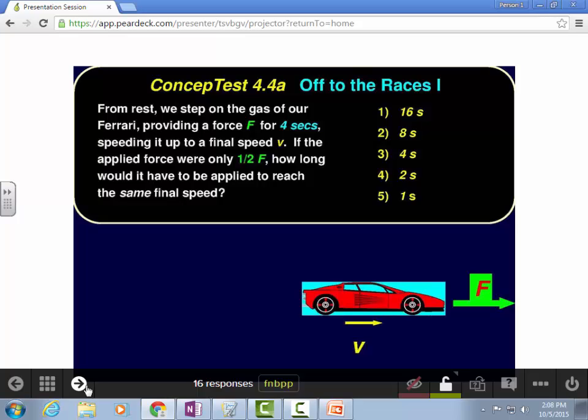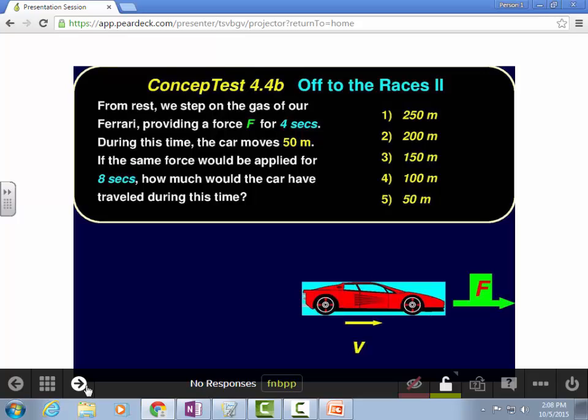So, what do you guys have? What are you doing to the acceleration? Cutting it in half. In order to reach the same final speed, you'd need to double the time. V equals AT, assuming that Vi is 0. You'd have to double the time to reach the same Vf.